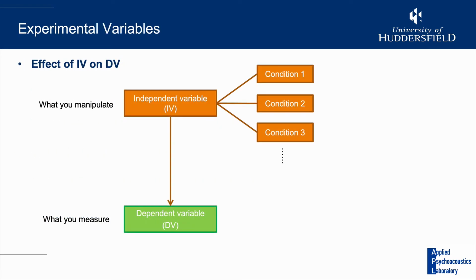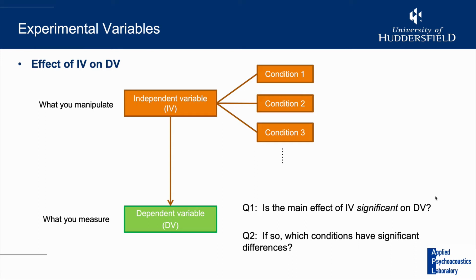So when designing any experiment, we firstly need to clearly define our independent variables and dependent variables. Independent variable is basically what you manipulate, and dependent variable is what you measure. For each independent variable, we usually have several conditions, and the basic question we ask in research is usually, is the main effect of independent variable significant on the dependent variable? And if so, which pairs of conditions have significant differences?